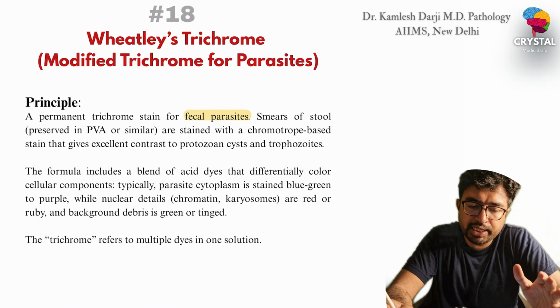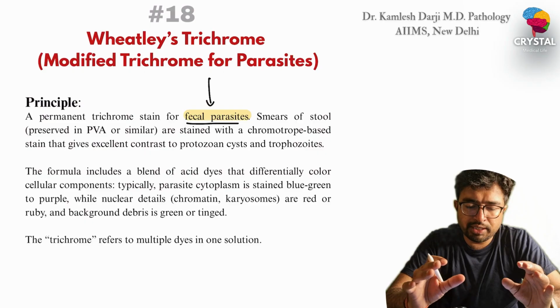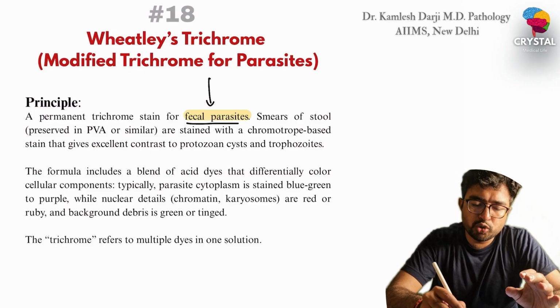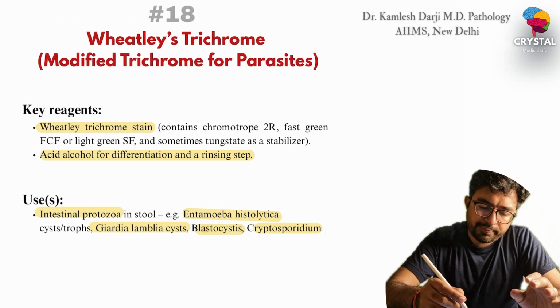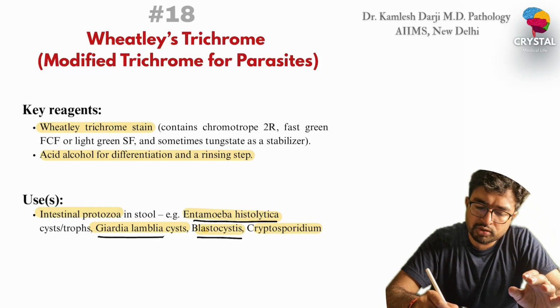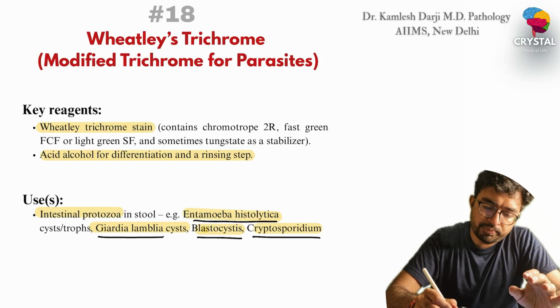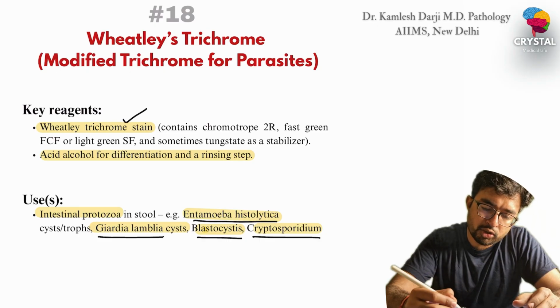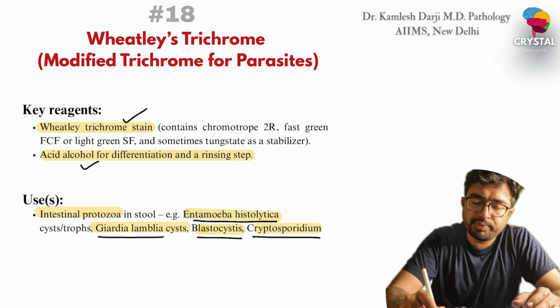Next one is the Wheatley's trichrome. You should focus on a few things about it. It is used to detect fecal parasites like Entamoeba histolytica, Giardia lamblia cyst, Blastocystis, Cryptosporidium. And here we use the Wheatley's trichrome stain, with acid alcohol for differentiation.